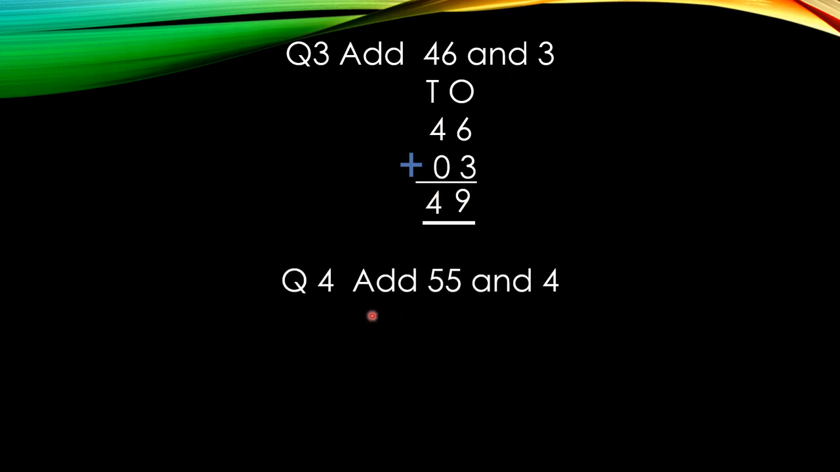Now in question number 4 add 55 and 4. Now ones, tens, then 55 and after that 4. Okay, now we have to add it. Now 5 plus 4 is equal to 9 and 5 plus 0, the number itself, that is 5. Okay beta.